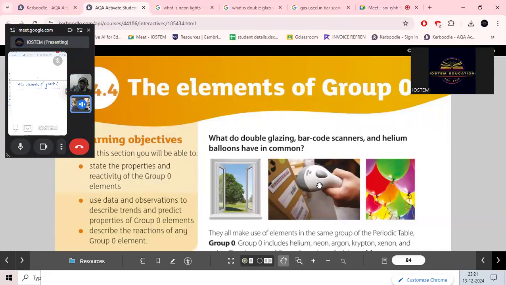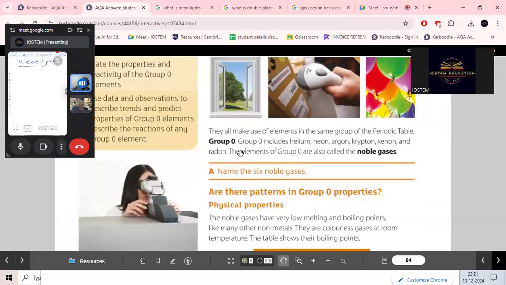Which one is the group 0 element, Lohit? Helium, neon, argon, krypton, xenon, and radon. Xe, right? And Rn. Yeah. Okay. These are also called noble gases. That's true. So they might ask you in a one-mark question which group elements are called noble gases.